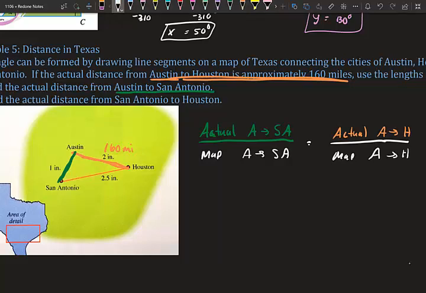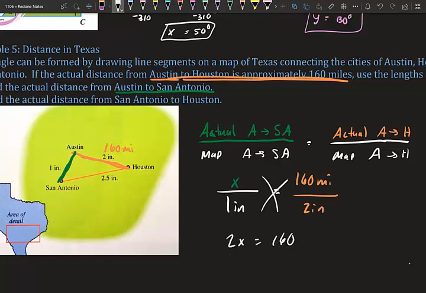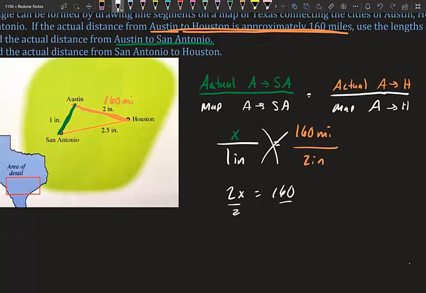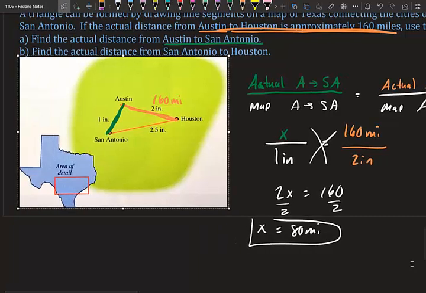So the actual distance, we don't know, that's X, over the map distance from Austin to San Antonio, that's 1 inch. The actual distance from Austin to Houston is 160 miles. And the map distance from Austin to Houston is 2 inches. So we cross multiply, we get 2x equals 160, divide by 2, we get x equals 80 miles. So that's actually true. From Austin to San Antonio, it's about 80 miles.